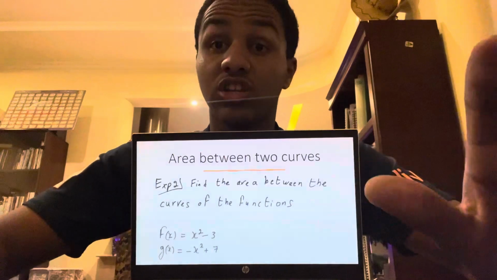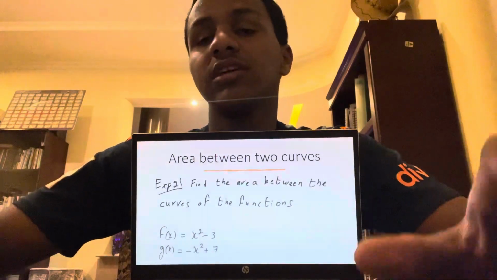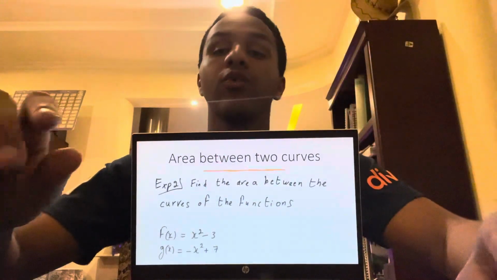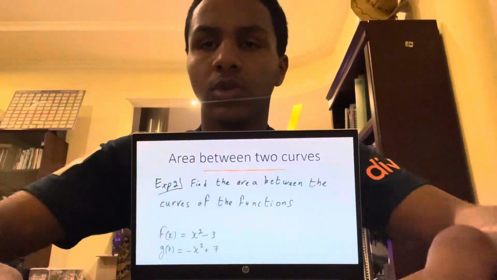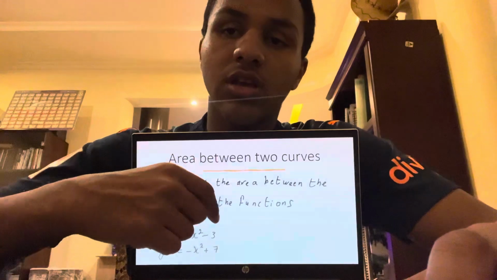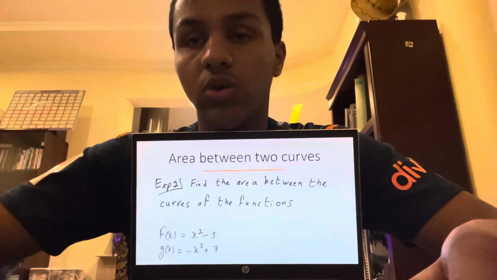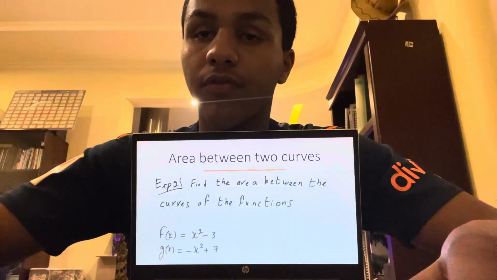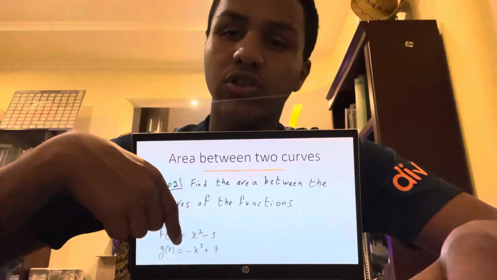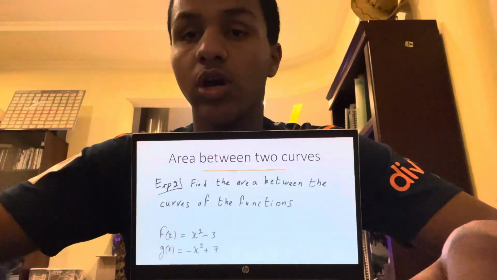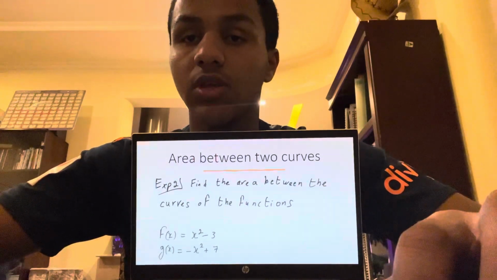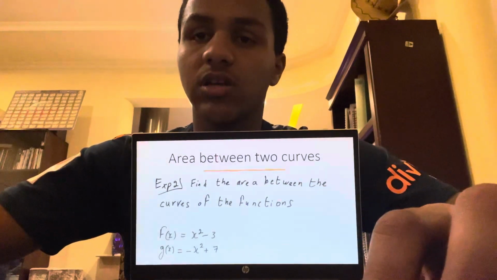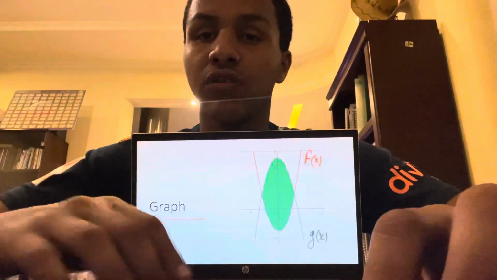Let's take a third example. This one is going to be an interesting one. Here it's an area between two curves where we are going to have two functions, and we're going to have to find the area between them. First of all, the example says find the area between the curves of the functions. We have the first function, which is x squared minus 3, and the second function, which is x squared plus 7. The first function is f of x, and the second function is g of x.